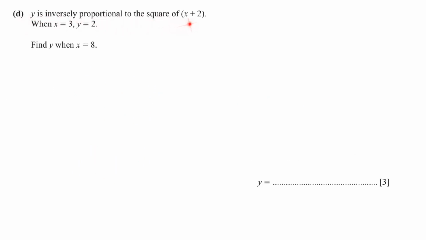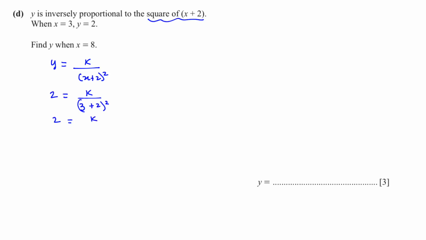Y is inversely proportional to the square of x plus 2. When x is 3, y is 2. Find y when x is 8. Inversely proportional means y is equal to k over whatever expression they tell us to form, in this case the square of x plus 2, so (x plus 2) squared. The first thing you need to do is find k, the constant of proportionality, by replacing the y and the x value given to you. So y is 2 and x is 3.